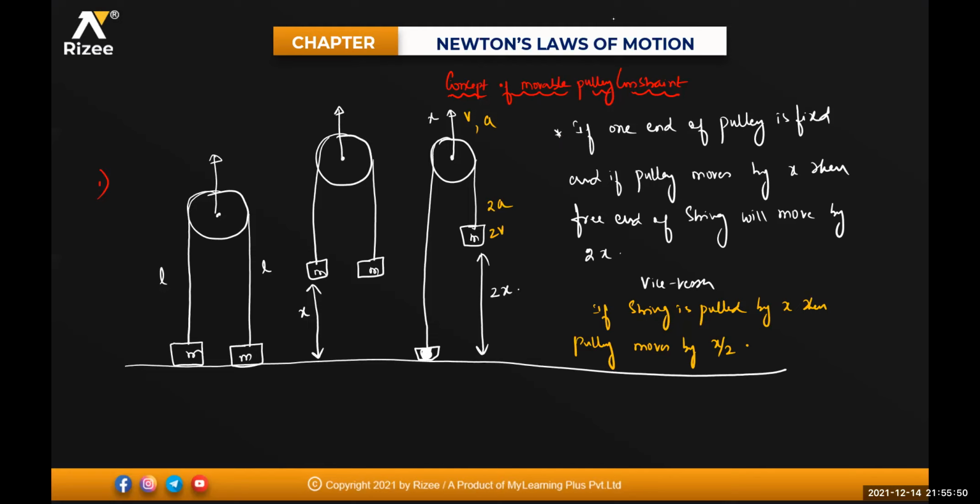Did you understand? Say it once again. Yes sir, understood. Sure? Aafiya? Yes sir, understood. Saida, Aisha, Fatima? One end of the pulley is fixed, and if the pulley moves by x, then the free end of the string will move by a distance of 2x. If the string is pulled by x, then the pulley will move by a distance of x by 2. Clear? Sure.